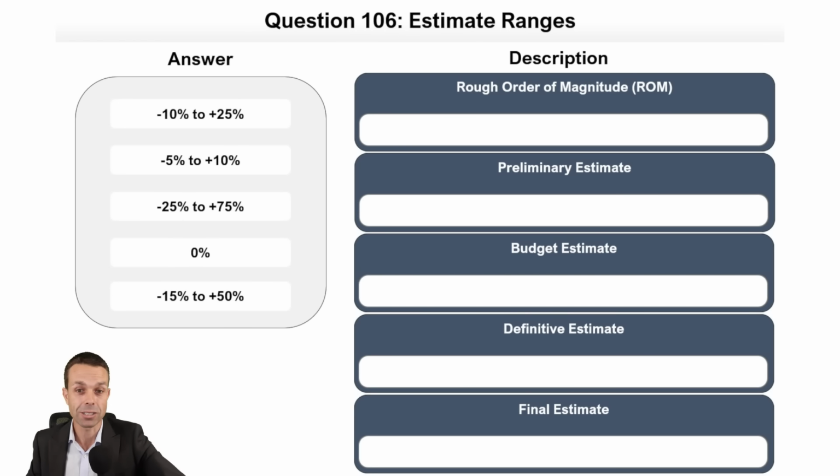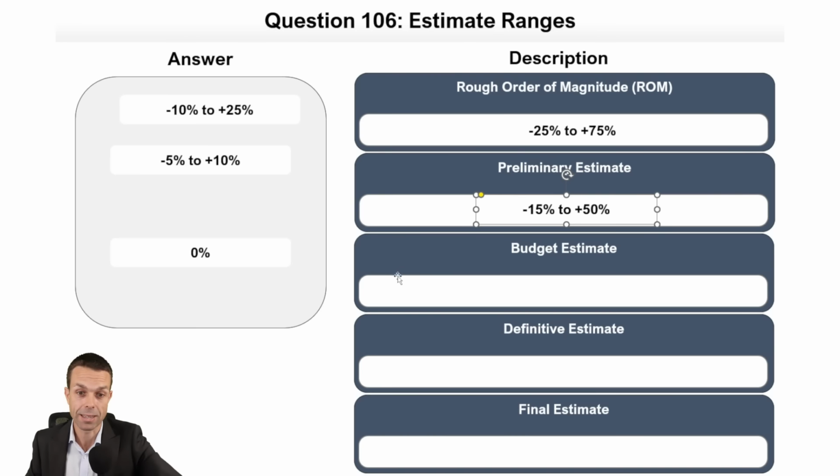All right, estimate ranges. And this is so important when we're first doing an estimate, especially for a customer or for our stakeholders. We want to start by giving a range of -10, no, hang on, what's the biggest one? -25 to +75. And that's our rough order of magnitude. Now, what have we got next? The preliminary estimate, -15% to +50%. As we're getting closer and things are becoming more defined, we can bring in our estimates.